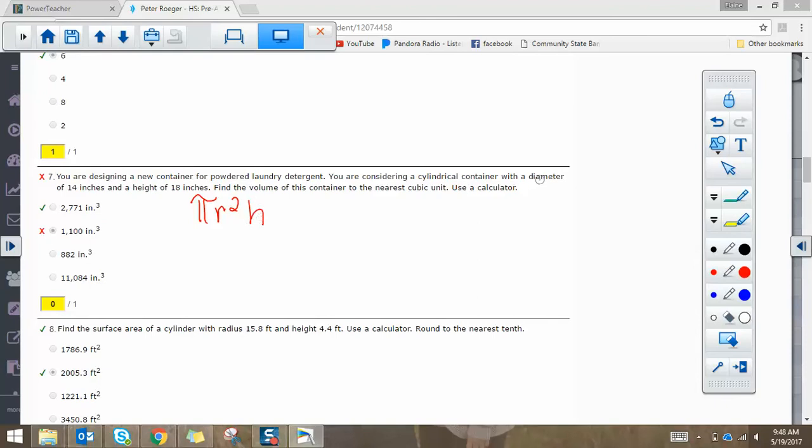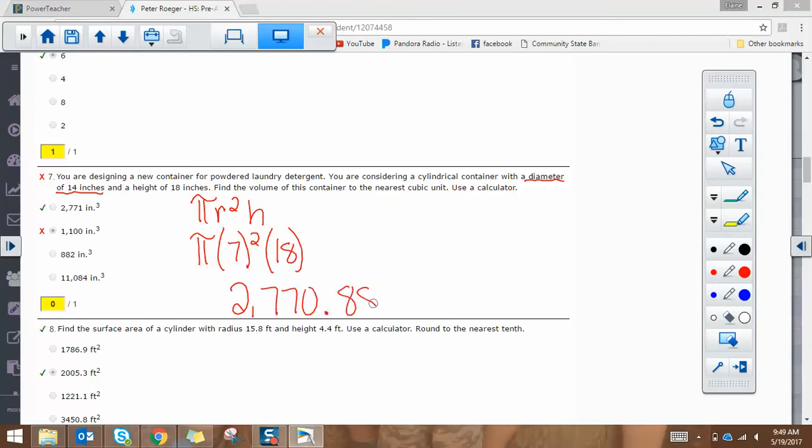And where we have to be careful here is that you're given the diameter. And the diameter is 14, but we need the radius. So we have to cut that in half. So it's pi times 7 squared times a height of 18. So in my calculator I type pi times 7 times 7 times 18, and I get 2,770.88, which rounds up to 2,771 inches cubed. So that's that first answer there, A.